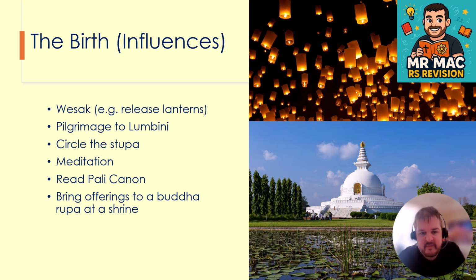They might bring offerings to a shrine. A Buddha Rupa is a statue on a shrine that they might show gratitude and devotion to. An example might be offerings of flowers or incense. Flowers showing anicca, incense showing purity of the Dharma. Candles, again, showing enlightenment.